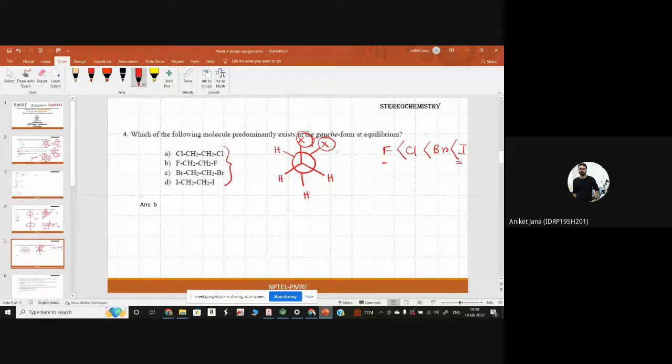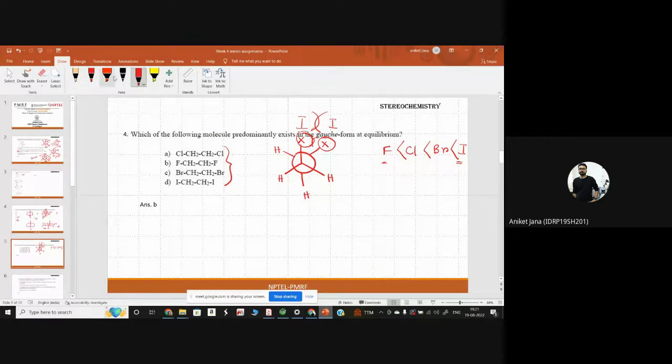So what is the probability? If we put a smaller group here, will that be more destabilized, or if we put a larger group here, will that be more destabilized? Larger, definitely larger. So if we put two iodine groups in the gauche conformation, there will definitely be a large amount of steric interaction. So the structure will be destabilized, right? Is that clear? Yes, sir.